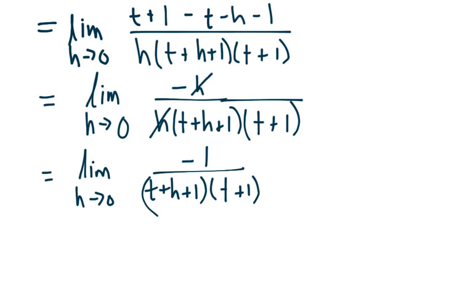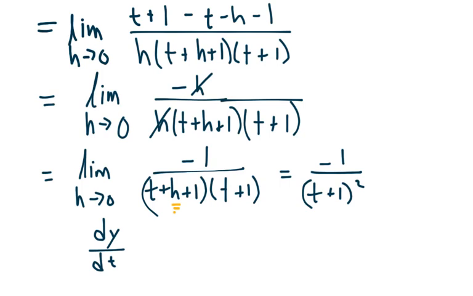Okay, so now it's okay to take the limit as h goes to 0, because if we let this h be 0, it doesn't cause any problems. It doesn't cause division by 0. And so if we go ahead and take that limit using direct substitution, we have minus 1 over t plus 1 squared. And so that is the derivative with respect to t. T was our independent variable of our given function, which we started out with, 1 over t plus 1.